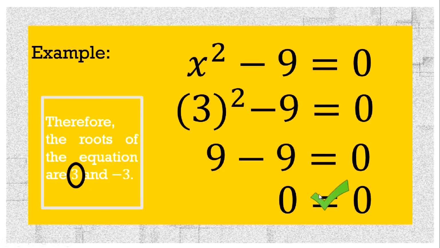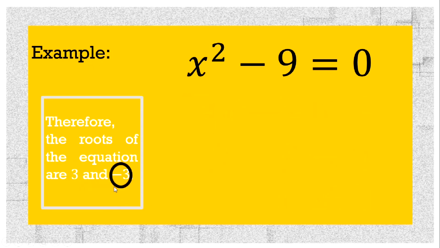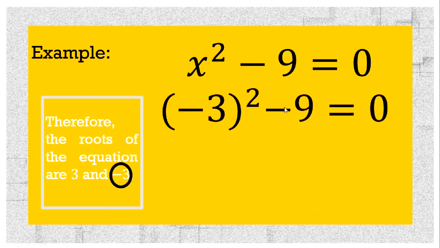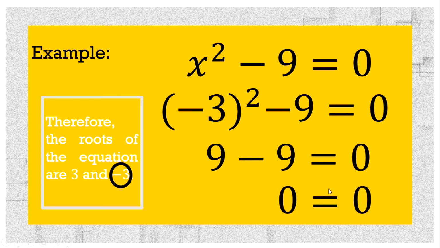Correct. Next, what if x is negative 3? We have negative 3 squared minus 9 equals 0. Negative 3 squared is 9, minus 9 equals 0. And 9 minus 9 is 0, which is also correct.